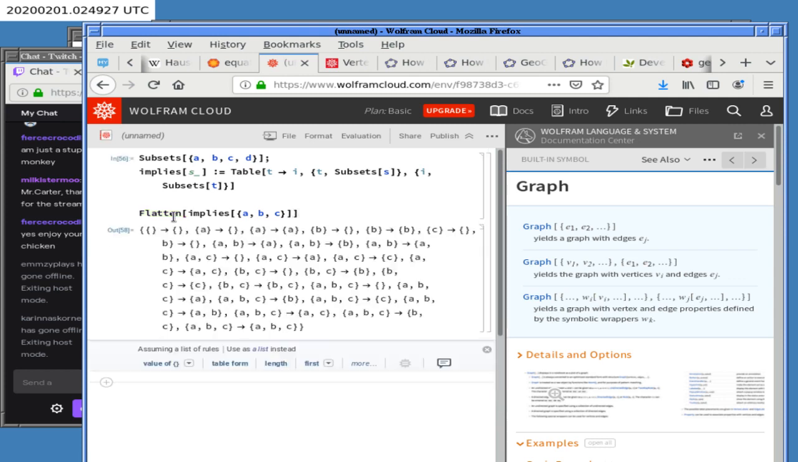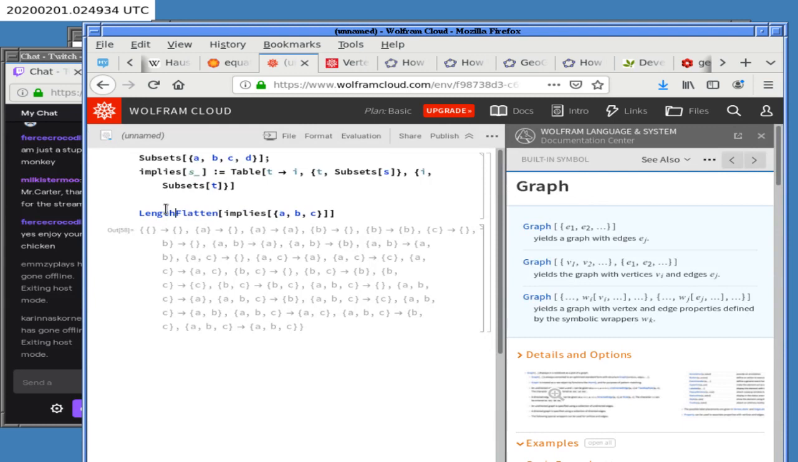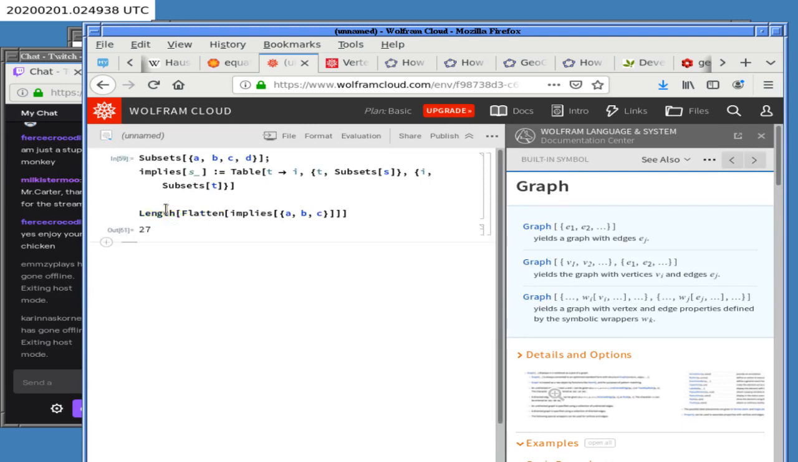That might actually be okay. So let's see what the length of this flattening is. And keep in mind, this is with only three elements. This is a nightmare waiting to happen. 27. Now with four elements, you would suspect it's going to be 64.